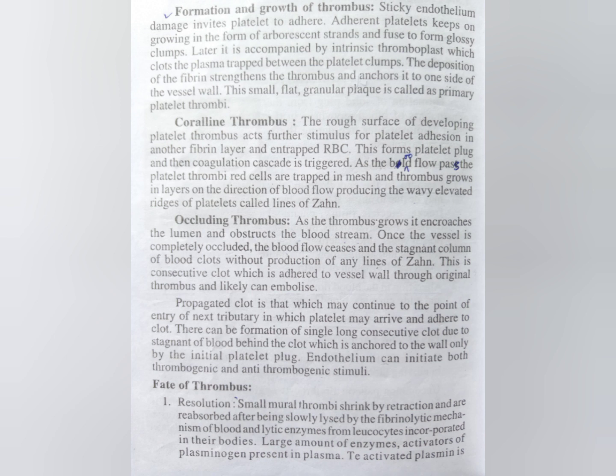Resolution. Small mural thrombi shrink by retraction and are reabsorbed after being slowly lysed by the fibrinolytic mechanism of blood and lytic enzymes from leukocytes incorporated in their bodies. Large amounts of enzyme activators of plasminogen are present in plasma. Activated plasmin is proteolytic and fibrinolytic in action, which can explode and destroy itself.